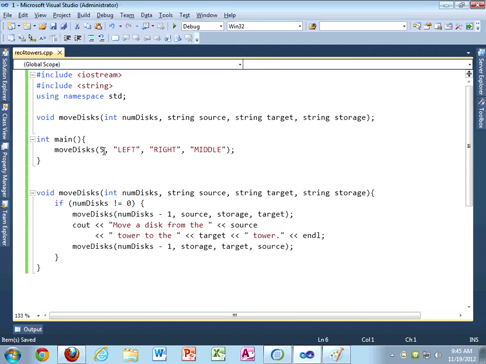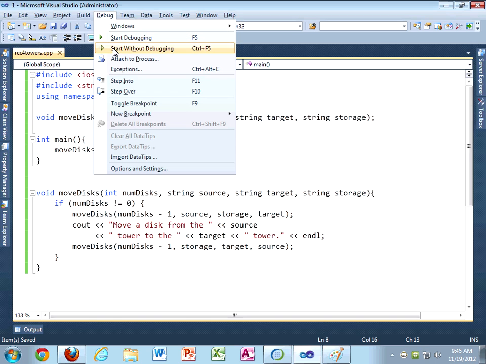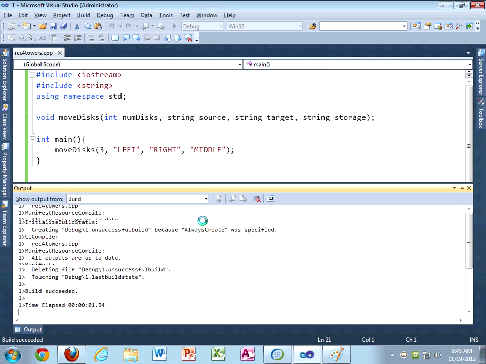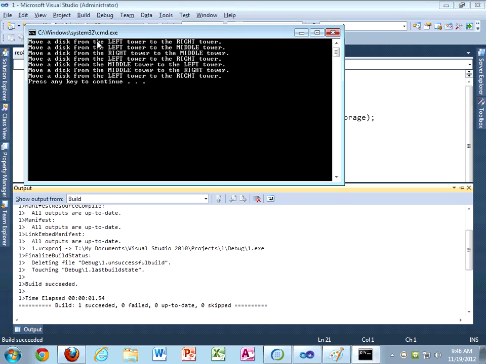Okay, so we try it. 5 disks? No, let's do it with like 3 to start, just so we can see if it's actually giving us correct instructions. Okay, move a disk from the left tower to the right tower. Move a disk from the left tower to the middle tower. Move the disk from the right tower back to the middle tower.